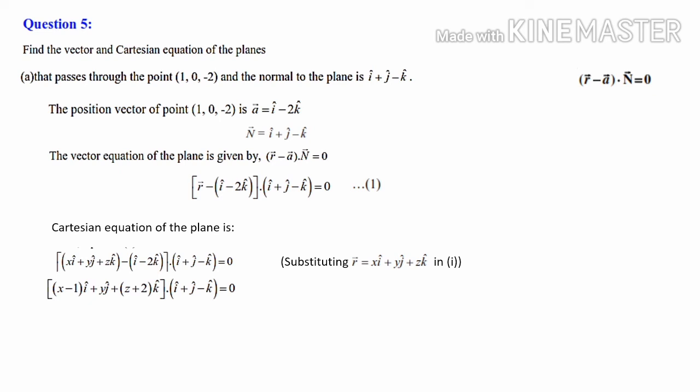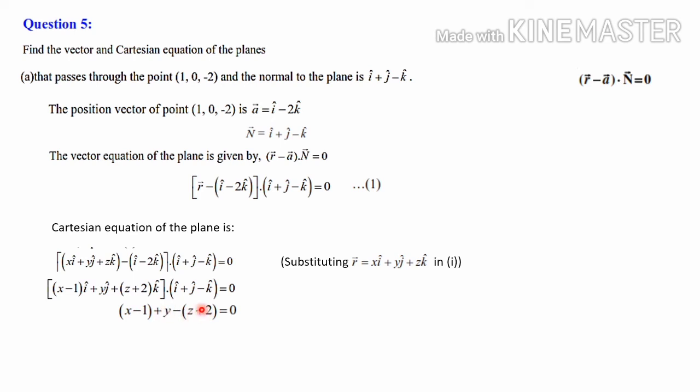So when we write it, this minus sign comes inside, it comes as minus into minus plus 2. So z plus 2 into k cap, dot outside is the same, i cap plus j cap minus k cap is equal to 0. So we have to find out the dot product of these two vectors. We know that we just multiply the scalar components, that is here x minus 1 and here 1, here y and here 1, and here z plus 2, here minus 1.